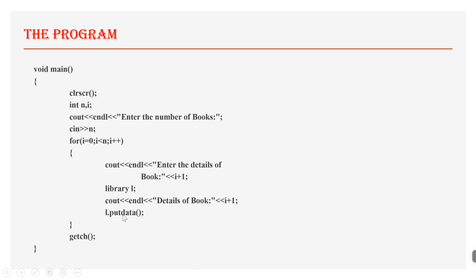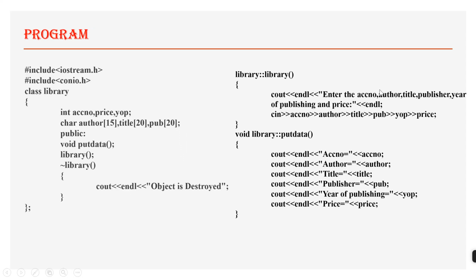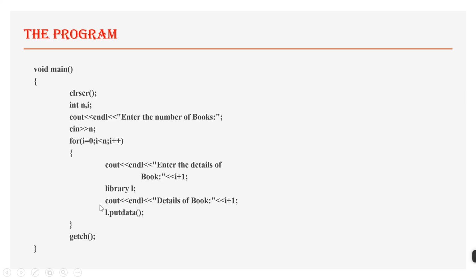Now i was 1, now i becomes 2. Enter the details of book 2 plus 1, that is 3. The same thing will happen. L is already destroyed. Once again, through the constructor, the new value will be read into L. Then you get the details of the book you have recently added. Thus the entire program will run.